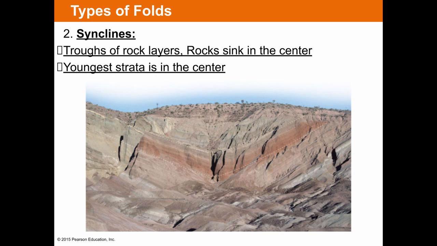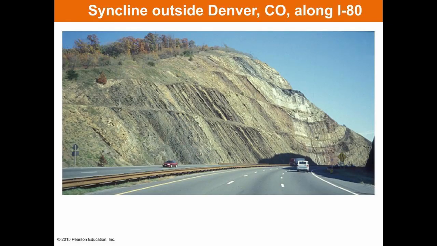If a fold bends up, we call it an anticline. If a fold bends down, we call it a syncline. Good to remember, it's got a Y. The Y is shooting down, syncline. These are troughs of rock layers where the rock sinks in the center, providing the youngest strata, actually, in the center of the rock. As with the anticlines, follow the colored strata. You can see it dipping down in that syncline fashion.